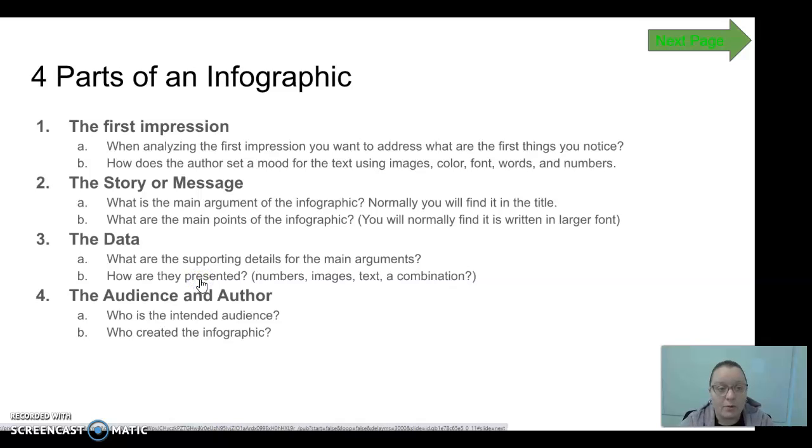All right, so there are 4 parts of an infographic, and we're going to go into more detail into these questions as we proceed. Just know that the 4 parts of an infographic are your first impression, the story or message of the infographic, the data, and then the audience and the author of the infographic.